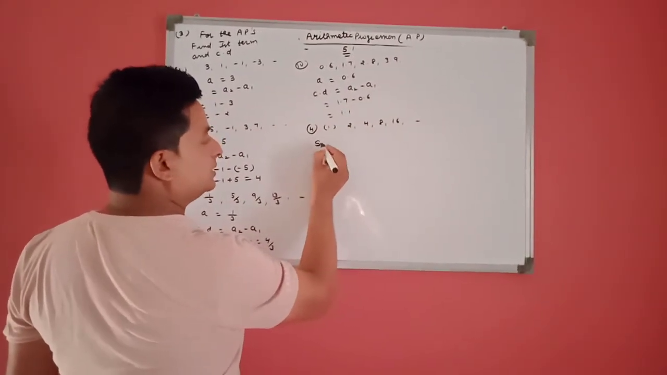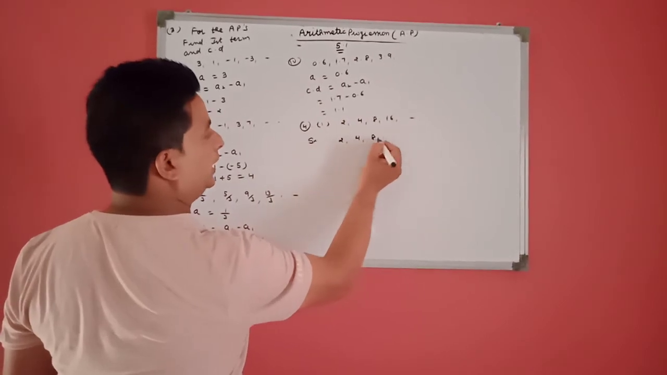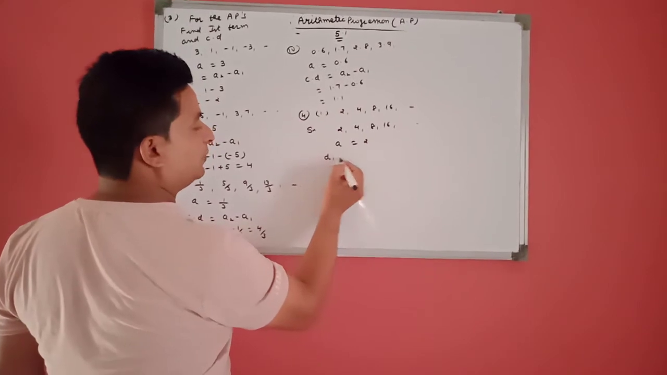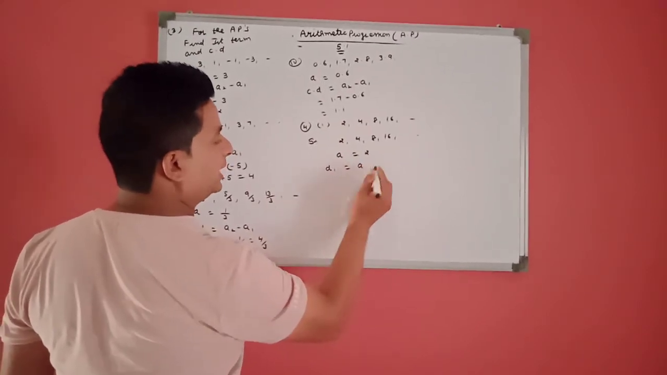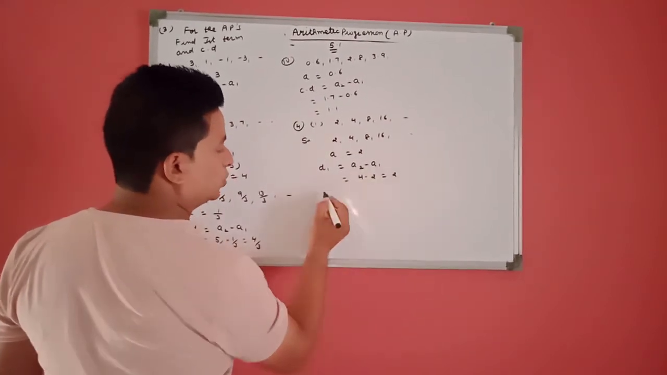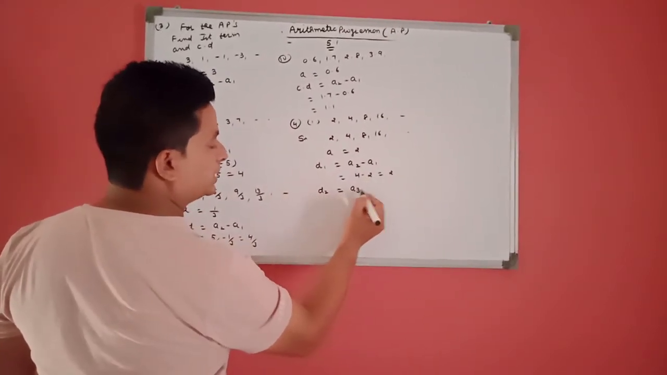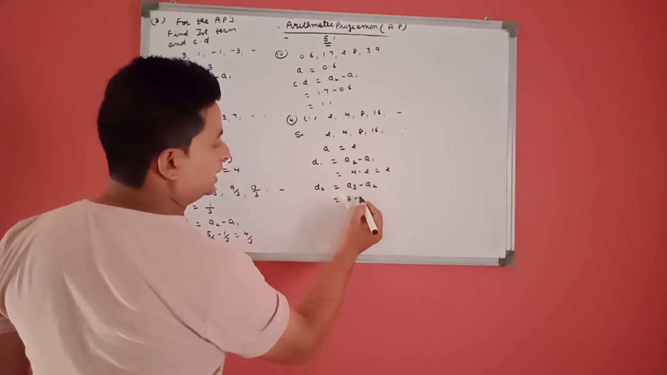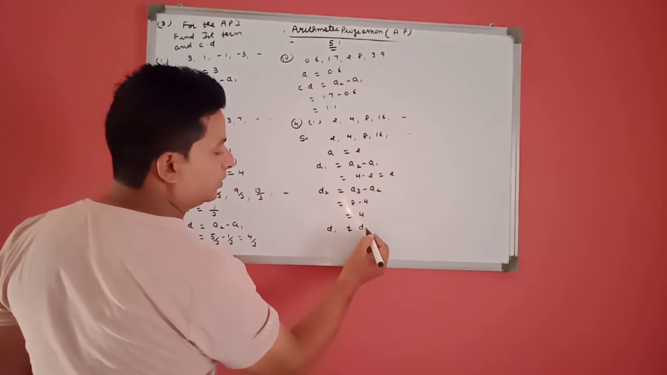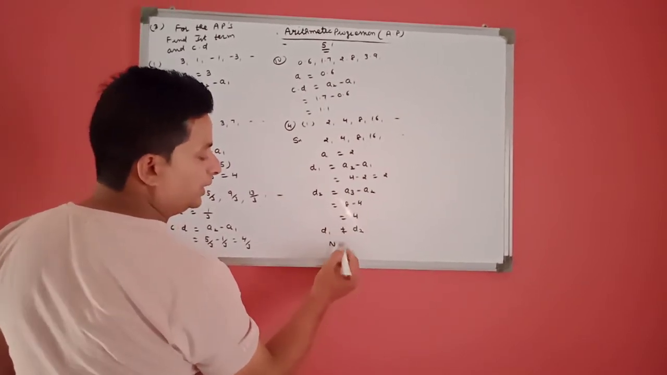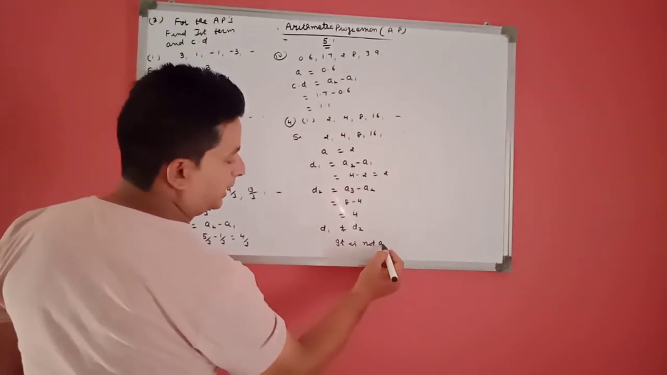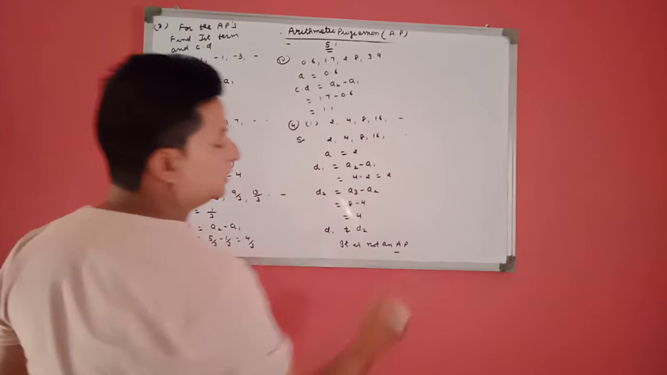In this series 2, 4, 8, 16, the first term is 2, the common difference d1 is a2 minus a1, which is 4 minus 2 equals 2, and d2 is a3 minus a2, which is 8 minus 4 equals 4. But here d1 is not equal to d2, so it is not an AP. Not an AP. This question is completed.